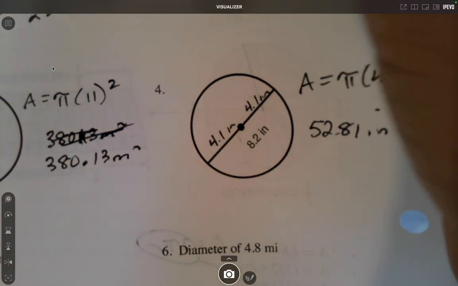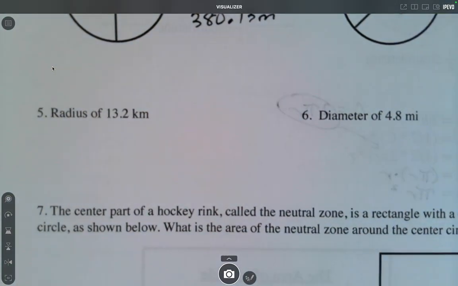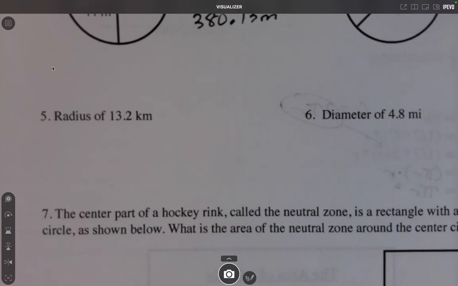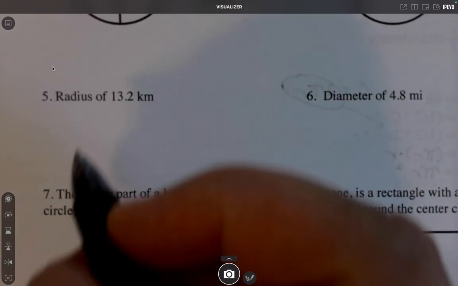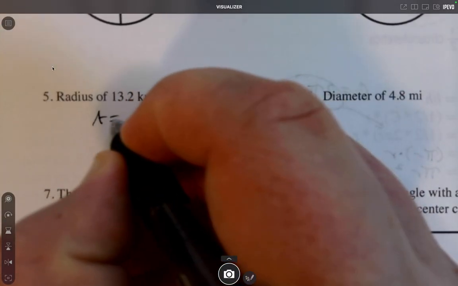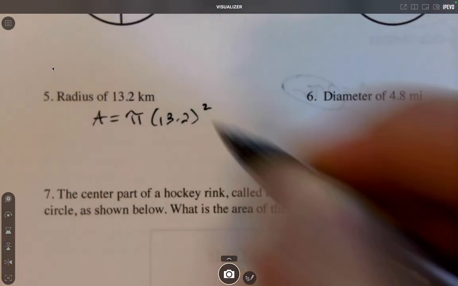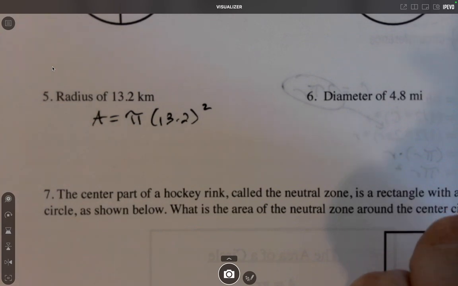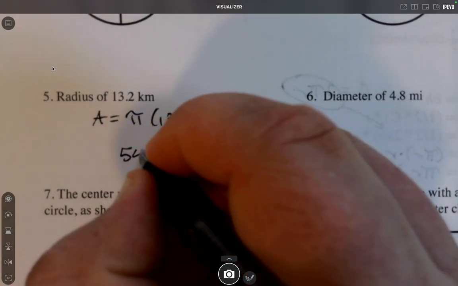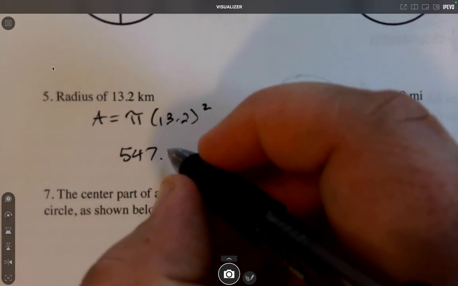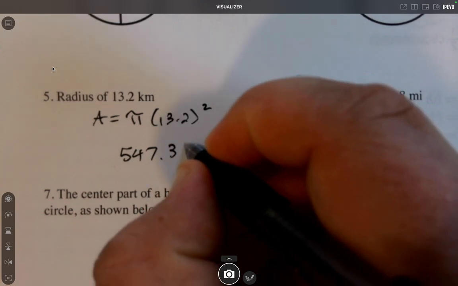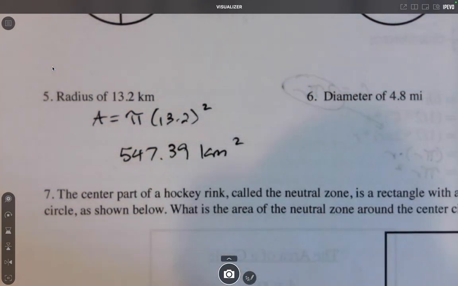And just like we talked about in the circumference, sometimes they won't draw a circle for you. They'll just give you information, but you still do the same process. If they give you the radius in this case, you can just plug it in directly. Pi times 13.2 squared. You can type that in your calculator and you get 547.39 square kilometers.